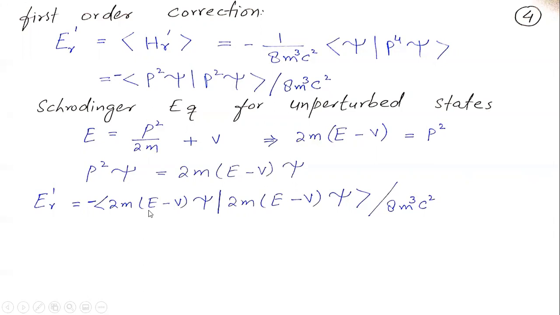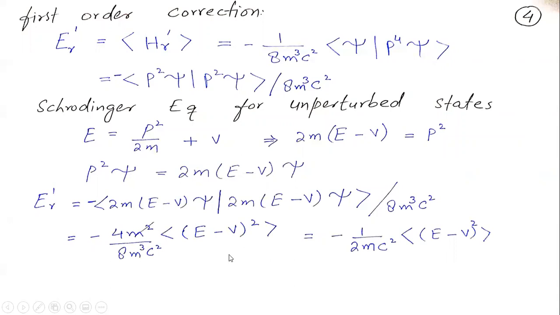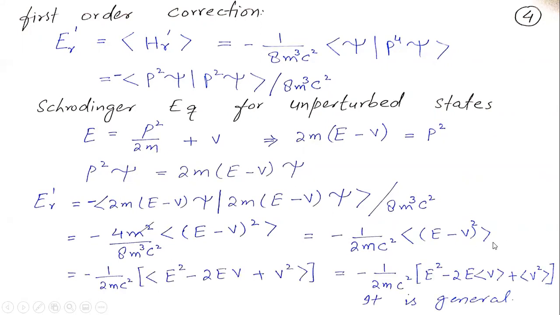So we will get 2m times (E minus V), 2m times (E minus V) with ψ, and the compressed form of this expression is (E minus V) squared, and after a bit of simplification, we will get this one. So here is minus 1 over 2mc², expectation value of (E minus V) whole squared. And if you open up the square, you will get E² minus 2EV plus V².